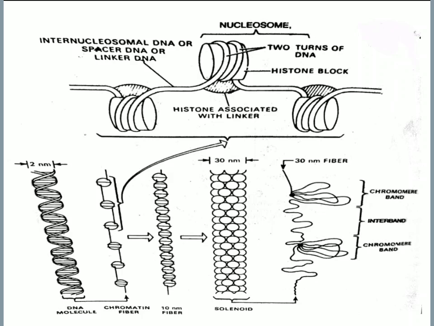In the second level of chromatin organization, the 10 nanometer chromatin fiber undergoes twisting and coiling in the fashion of a solenoid, or you can say a cylindrical coil, having 6 nucleosomes per turn. The resultant fiber is of 30 nanometer diameter. It involves 40-fold packaging of DNA helix.